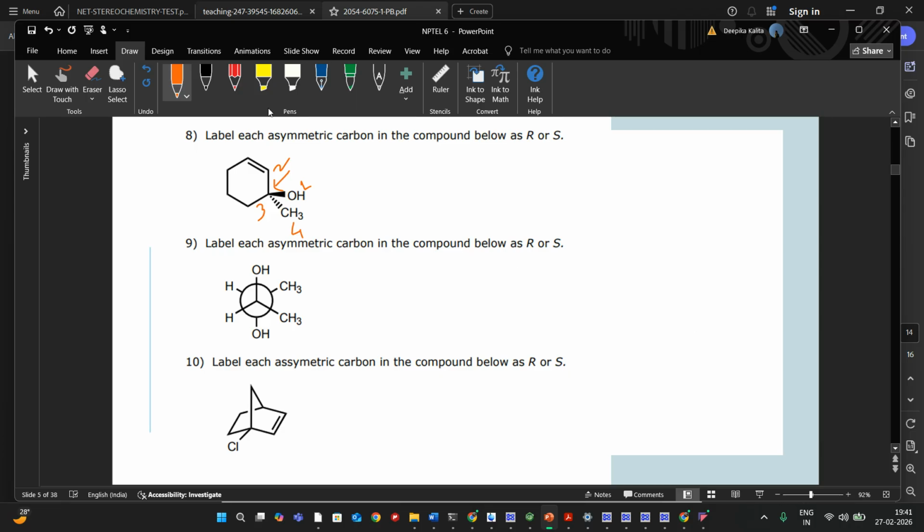Hence, if you move from 1 to 2 to 3, the absolute configuration of the chiral center is S. There will be no reversal of the absolute configuration because the fourth priority group is present below the plane.